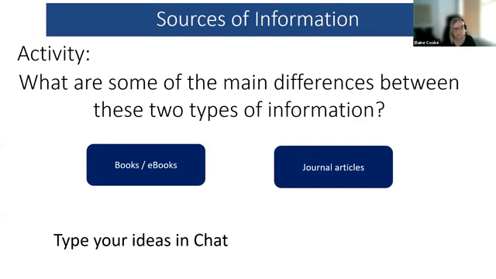But yeah, a few differences between these two types of information, books and journal articles, in terms of the advantages, perhaps disadvantages of those types of information. A minute or two to put some ideas in the chat. Yeah, so what is the information good for, specifically in books and ebooks, and what might journal articles be good for?